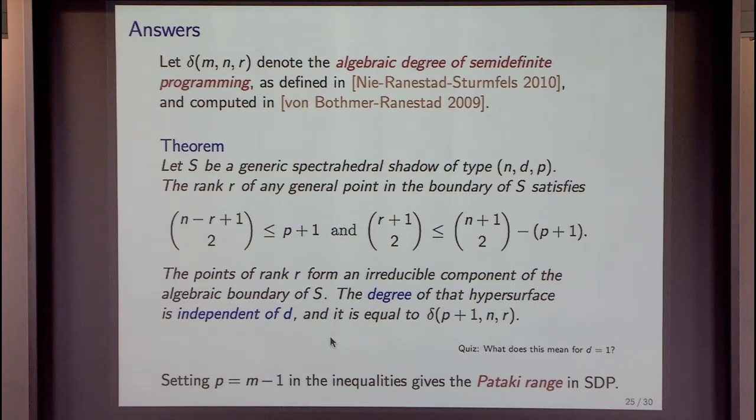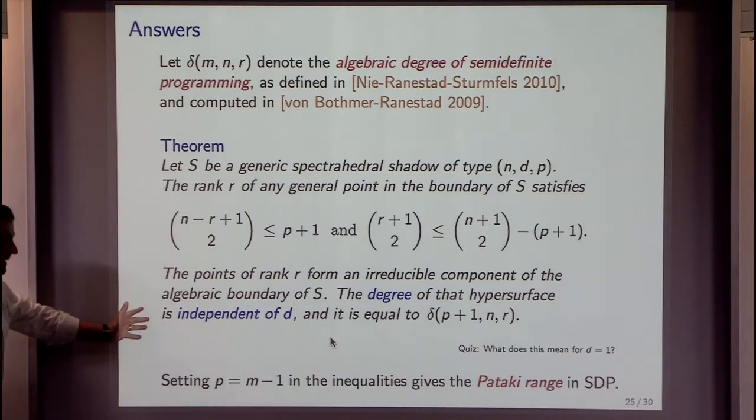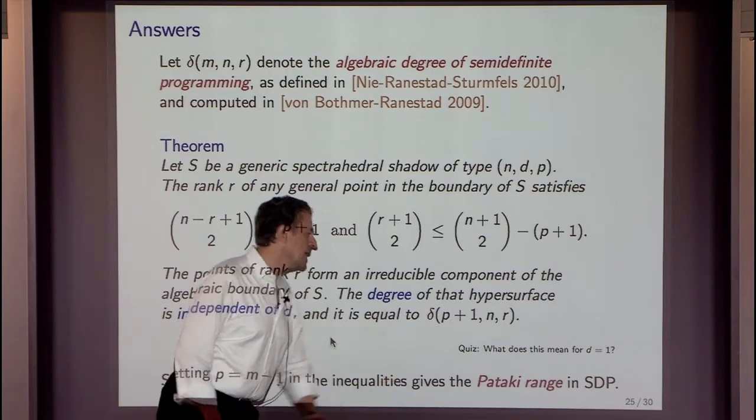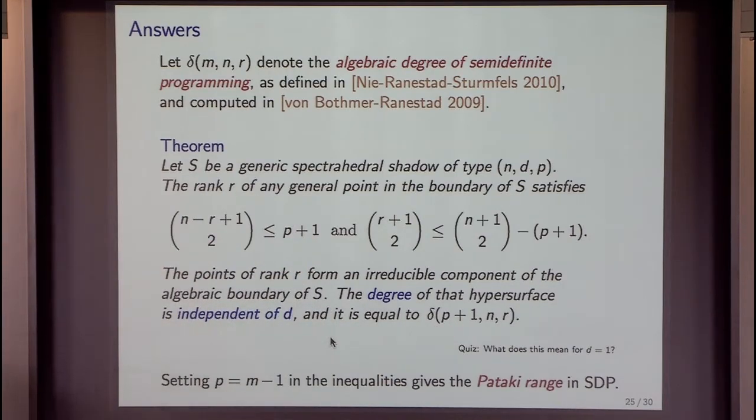Now, if you look at all the points of rank r, they form an irreducible component in the algebraic boundary of our shadow. And that algebraic boundary is an irreducible hypersurface whose degree is independent of d, and it's equal to this number, delta of p plus 1, n, comma r. Okay?